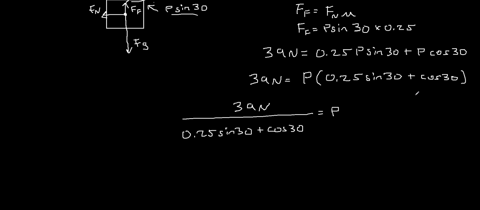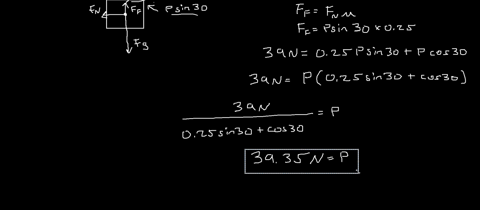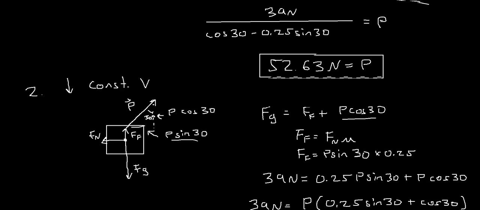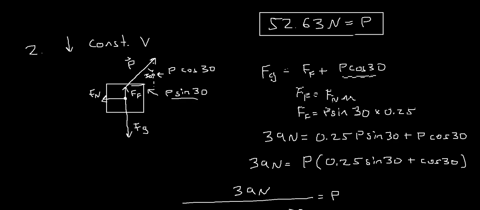39 over 0.25 times sine 30 plus cosine 30 gives you 39.35 newtons equals P. This is if the block is going downwards, constant velocity downwards. If it were upwards at a constant velocity, you would have 52.63 newtons.